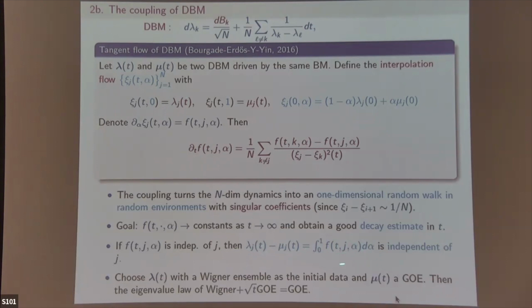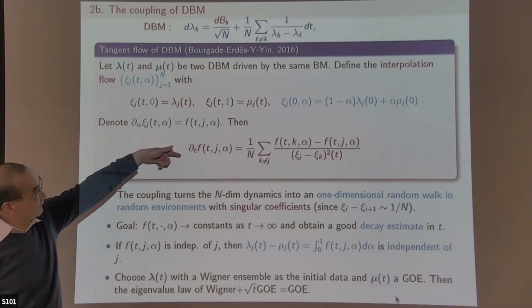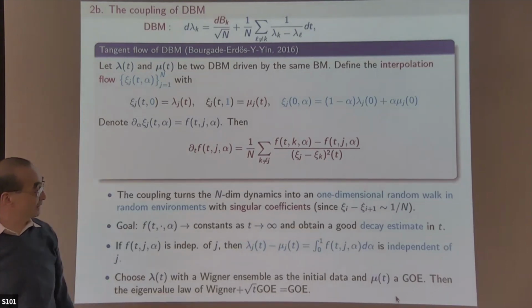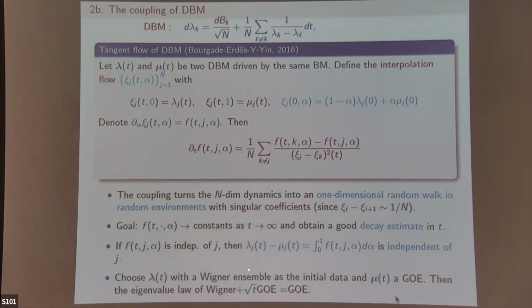Now you choose one of them, suppose you choose mu to be a GOE. Then the gap of lambda j, the gap of the problem you try to study, is the same as the gap of GOE. So the key is if I can show this converges to a constant, so that it's independent of j, then it automatically tells you the gaps of your model are the same as the GOE.